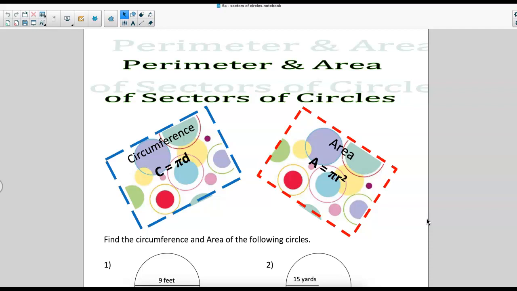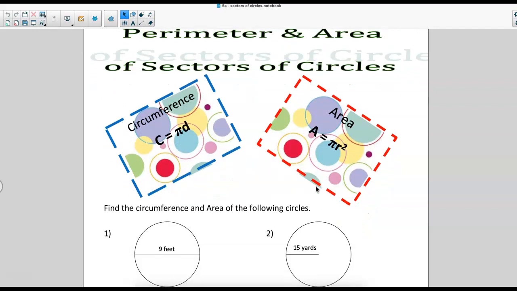Okay, so we are going to talk about perimeter and area of sectors of circles today. First of all, what's a sector of a circle? What do you think? A chunk of it, a section of it, a part of it. In order to do any of this, we have to remember how to find the circumference and the area of circles. If we can't find the circumference or the area of a circle, we can't find a section of it. If we can't find the whole thing, okay?